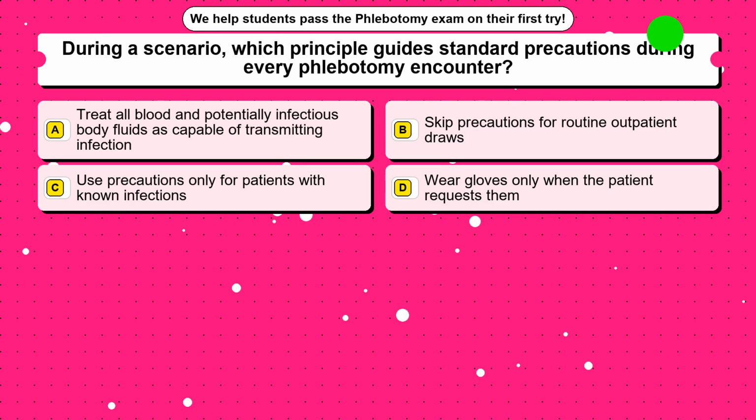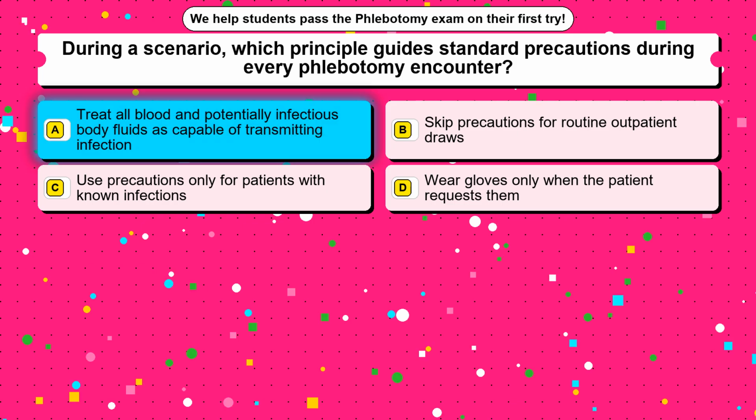Question 14. During a scenario, which principle guides standard precautions during every phlebotomy encounter? Option A, treat all blood and potentially infectious body fluids as capable of transmitting infection. Option B, skip precautions for routine outpatient draws. Option C, use precautions only for patients with known infections. Option D, wear gloves only when the patient requests them. The correct answer is option A.